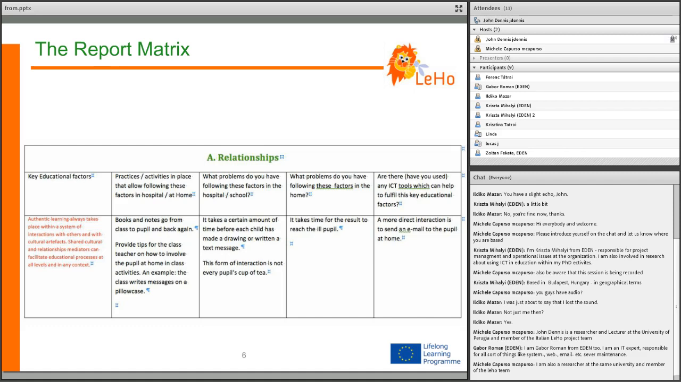This matrix was then analyzed by us here at the University of Perugia, and I'm going to share with you the results of what was reported back on the first focus group, and later the second focus group.